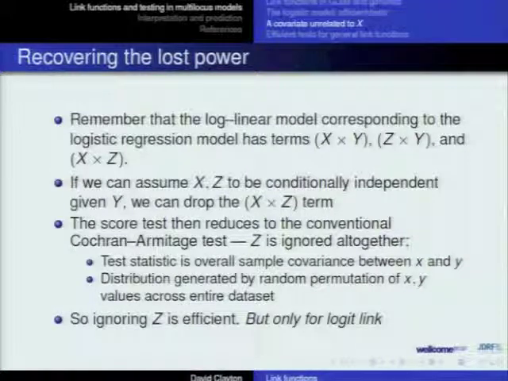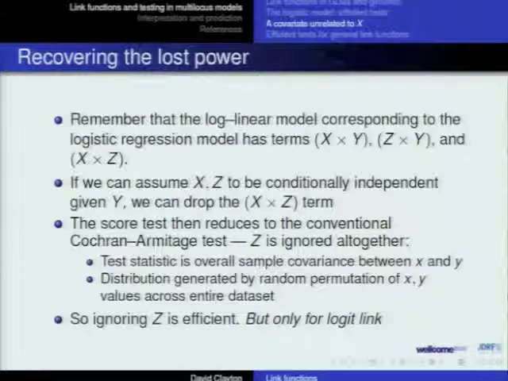So the natural thing to do is, why model something you're prepared to assume to be zero? So you just drop it out of the model. And when you drop that term out of the model, then basically what happens is Z drops out of the equation altogether. So you end up with a test which in fact is a simple Cochran-Armitage test. It's a simple test of the association between X and Y, and Z doesn't come into it. That's the score test, and that should be optimal.